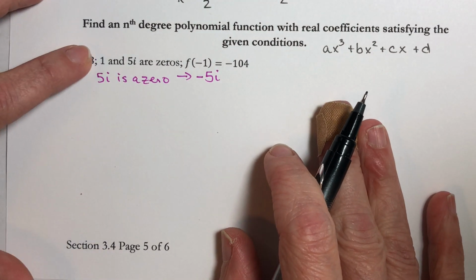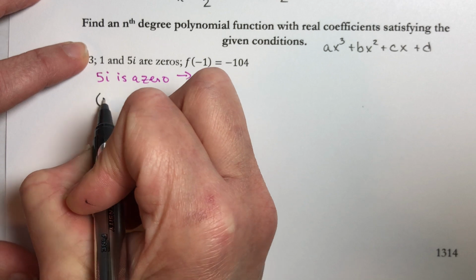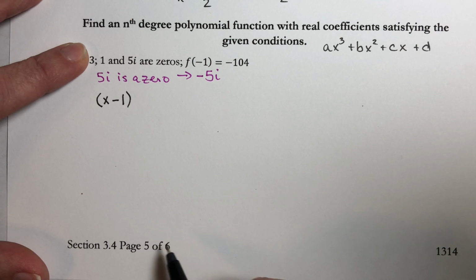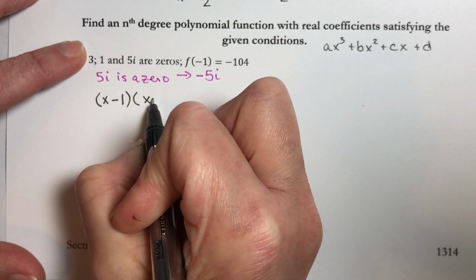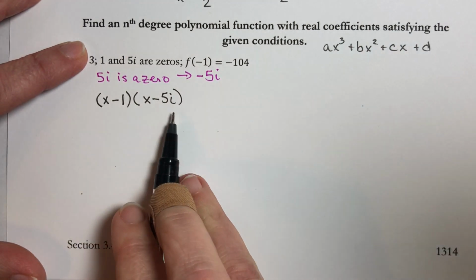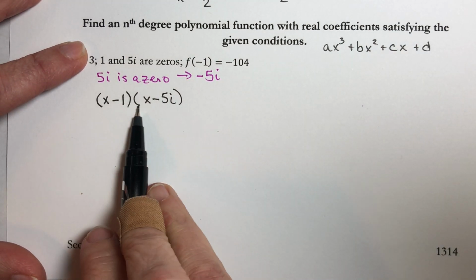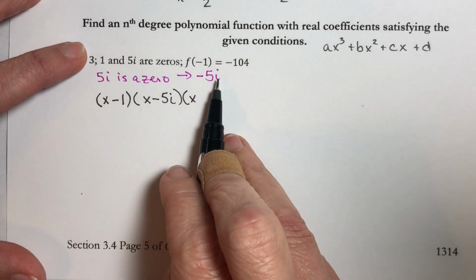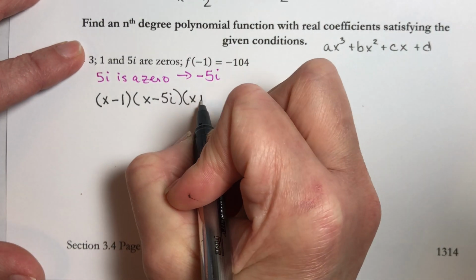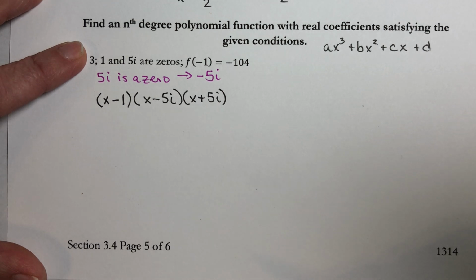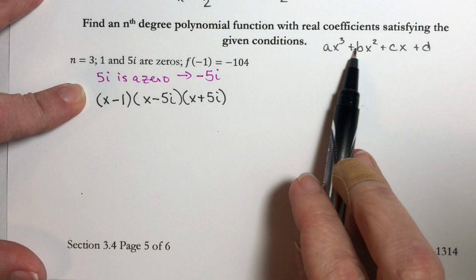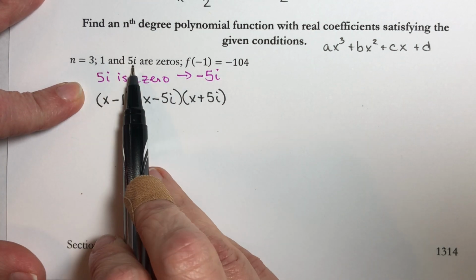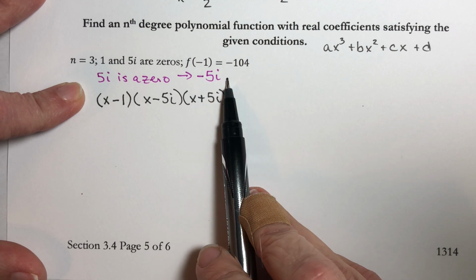So, what do I know? I know that this will factor with an x minus 1, because if you set this equal to 0, you get 1 as one of your solutions. I know that x minus 5i is a solution. It is a factor, because if I set this equal to 0 and solve it, I get 5i. And I also know that negative 5i is a solution, so this would become x plus 5i. If I multiply all this together, I'm going to get an x cubed, so this will give me a third-degree polynomial with 1, 5i, and negative 5i as zeros.